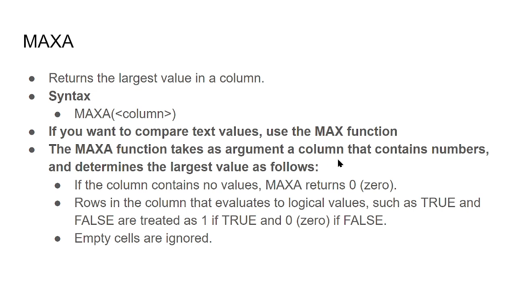Now, this is how MAXA compares the different values. If the column contains no value, MAXA returns 0. Rows in the column that evaluate to logical values, such as true and false: true is considered as 1 and false is considered as 0. Empty cells are ignored. Let's very quickly see the practical part of it as well.